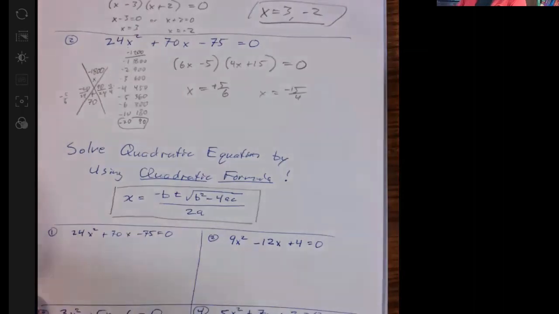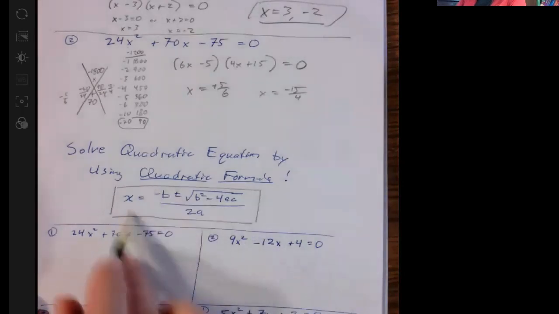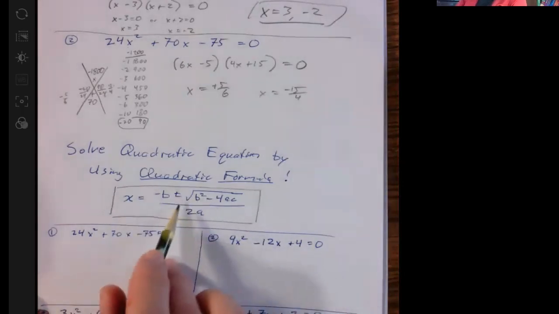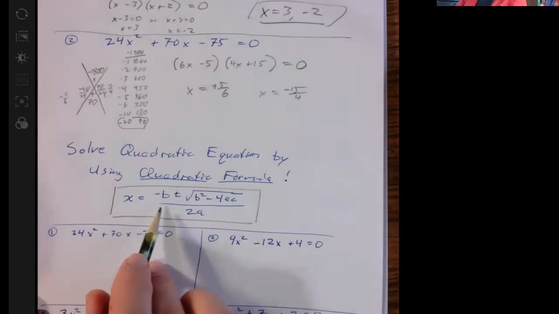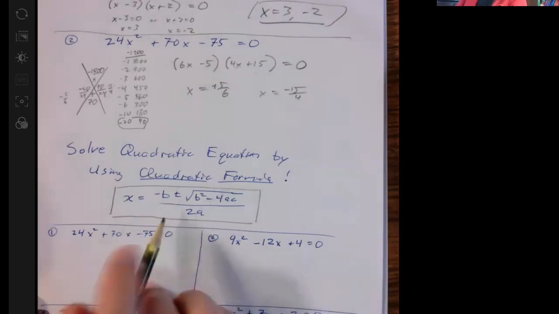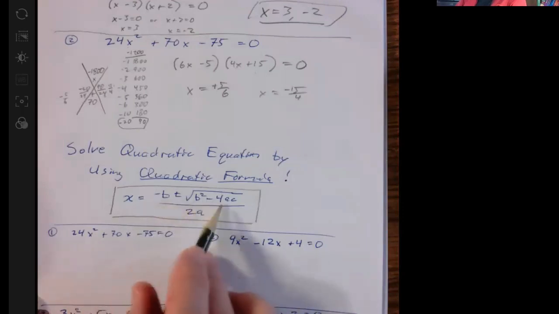I'm not going to expect you to memorize it. Next year in Math 3, you'll have to memorize it. But you will want to write that down. If you do a search on the internet for quadratic formula, there will be probably tens of thousands of websites, if not even more, that reference this. Negative b plus or minus the square root of b squared minus 4ac all over 2a.